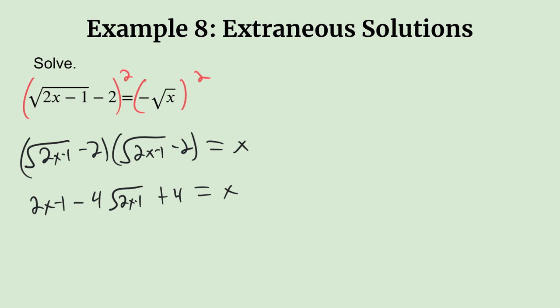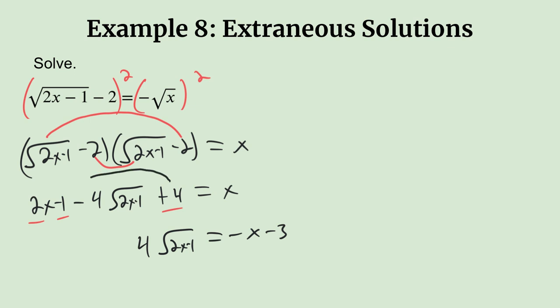Why is the second one still square rooted? Because that's from the outside and the inside. So we're going to have to square again here in a moment. Is a 4 attached to the square root? It is. So let's move on. We're going to move this, this, and this over. So we'll have 4 square root of 2x minus 1, and then we'd have negative x minus 3. Would it be negative 1? Oh, what am I typing? Yeah, I combined those together.